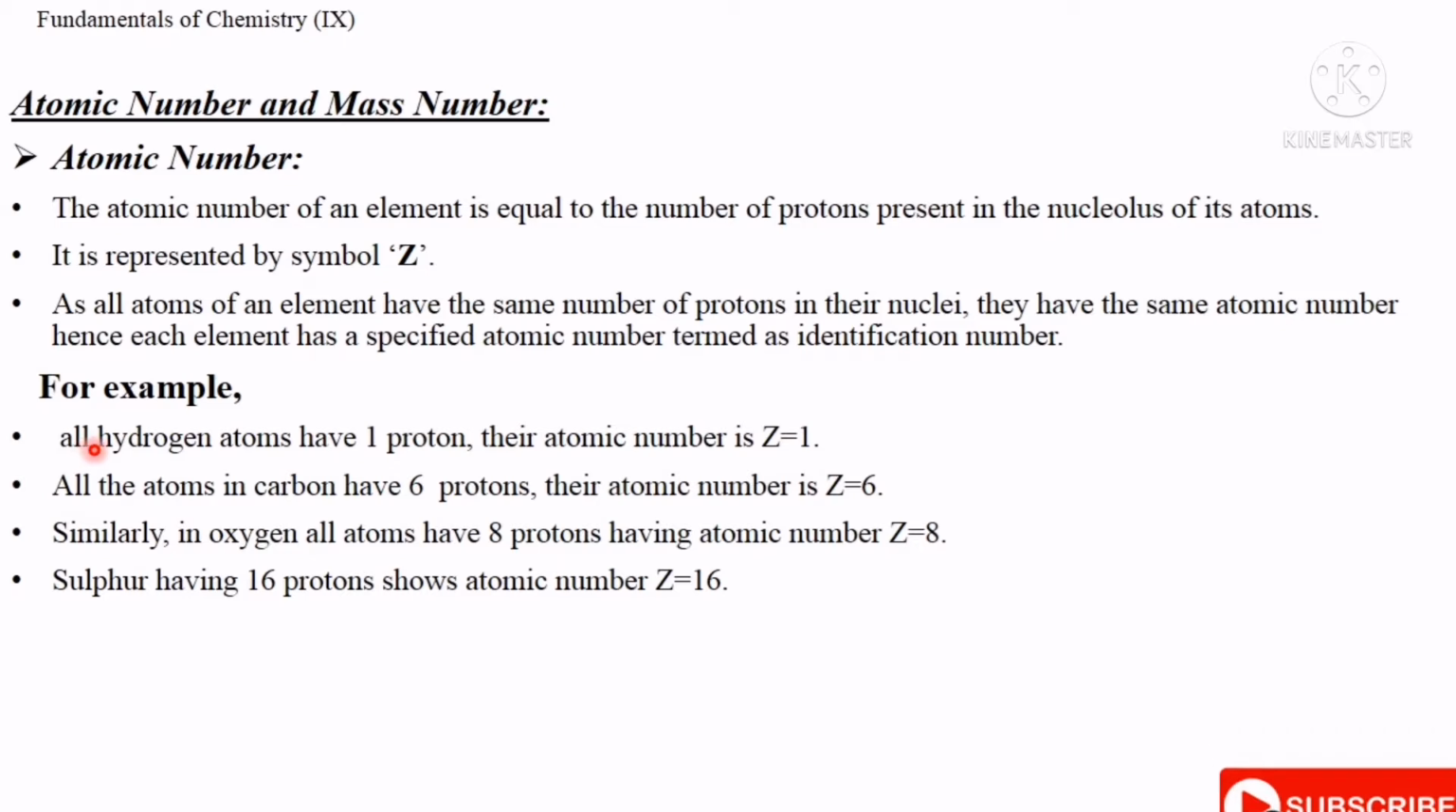For example, all hydrogen atoms have one proton, so their atomic number, that is represented by Z, is equal to 1. And in the case of carbon, all the atoms in carbon have 6 protons, so their atomic number is equal to 6. Similarly, in case of oxygen, all atoms have 8 protons, and hence the atomic number is equal to 8. And sulfur has 16 protons, showing atomic number equal to 16.